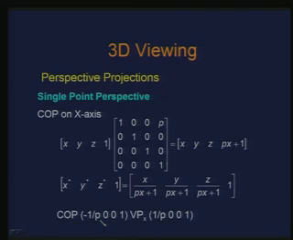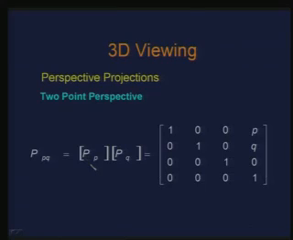which in turn gives me the center of projection lying at this point, minus 1 over p, 0, 0, 1, and the corresponding vanishing point as 1 over p, 0, 0, 1. We observed how to get a vanishing point: take a point at infinity, apply the transformation, and whatever point you get is the vanishing point, by the definition of vanishing point itself.